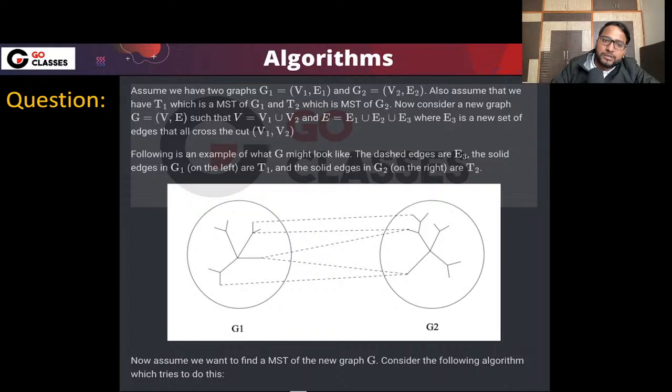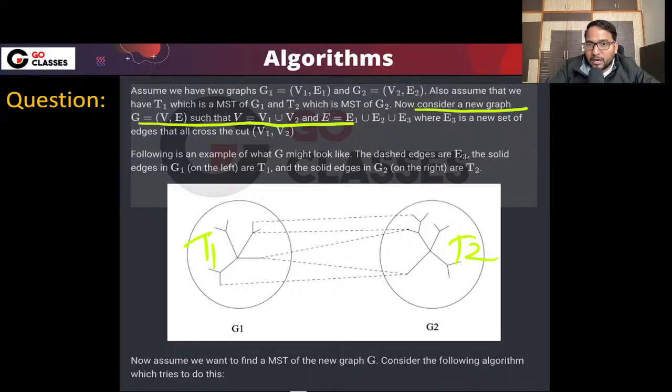Now let's solve this question and see if we are able to solve it, right? What they're saying is, assume we have two graphs G1 and G2. Also assume that we have T1, which is the MST of G1, and T2, which is the MST of G2. So let's suppose this is T1, this is T2. Now consider a new graph G such that it is a union of both the graphs, E1, E2, E3, where E3 is a new set of edges across this cut.